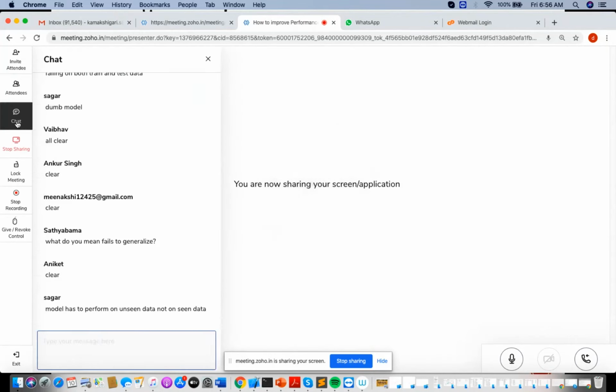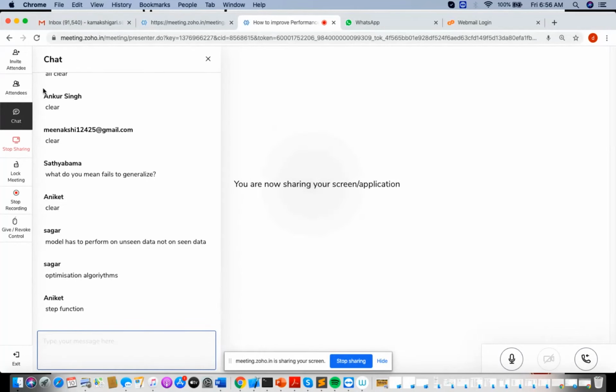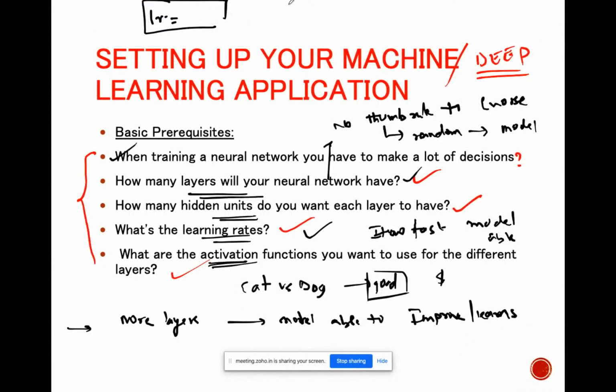Learning rate parameter. Okay, optimization algorithm. So what is learning rate? It is the step taken along the gradient. It decides how your model learns.